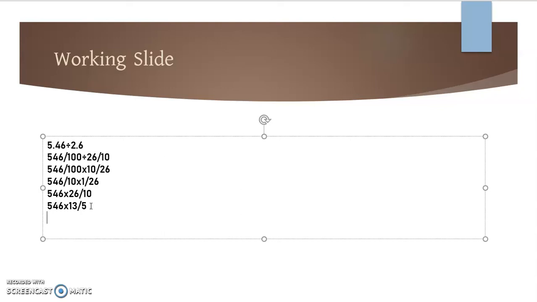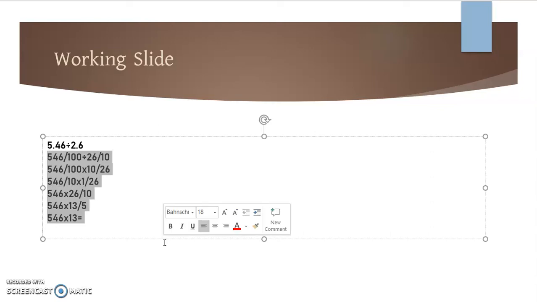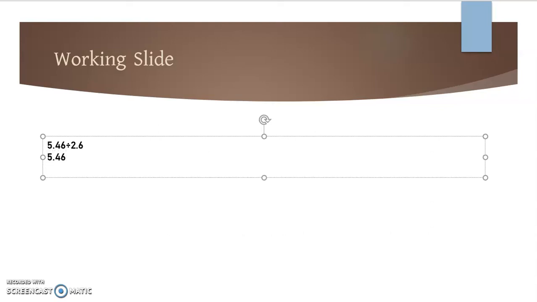546 into 13. I don't know, I guess I'm making mistakes somewhere. In this question, we don't need to do it that way, sorry. We could just represent it as 546 divided by 2.6, which is 546 divided by 260 by multiplying both the numerator and denominator by 100.